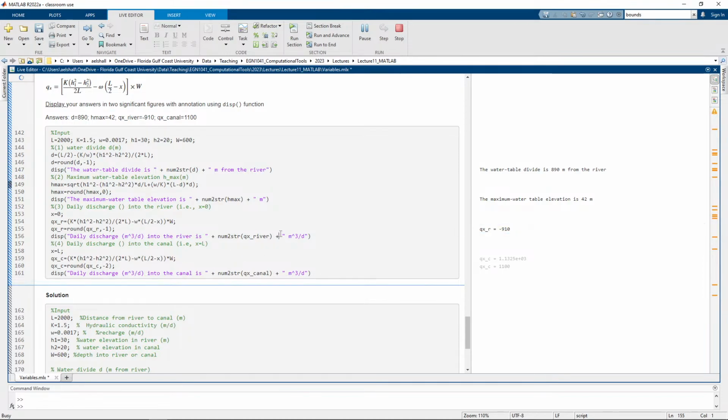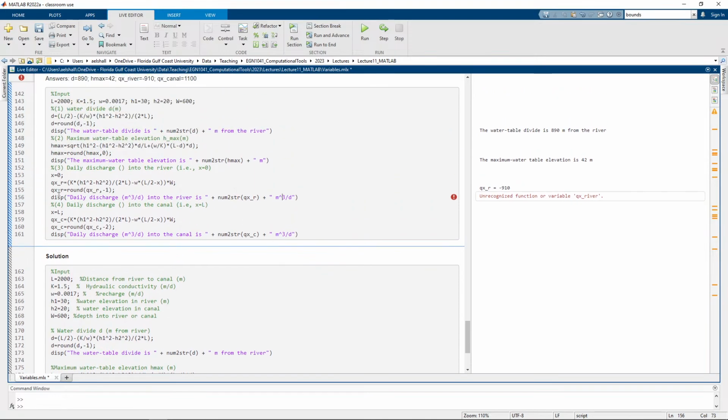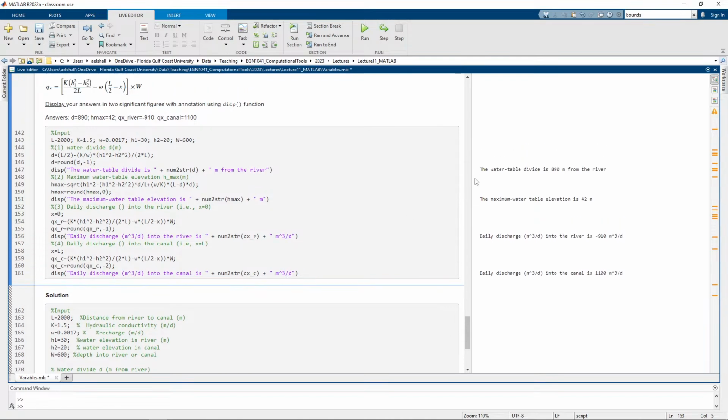And display, oops, this is here the river. Make sure that you have the correct variable name, otherwise it will give an unrecognized function error, because QX river is not defined here. What I defined here is QR. So then I got my output: the maximum water table divide is 890 meter from the river. The maximum water table elevation is 42 meter. Discharge into the river and discharge into the canal.